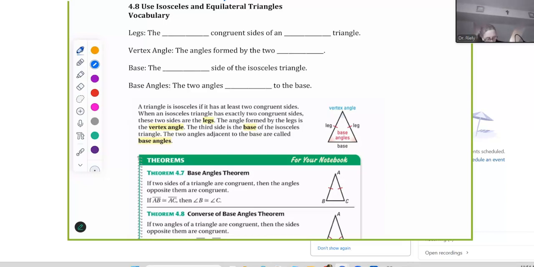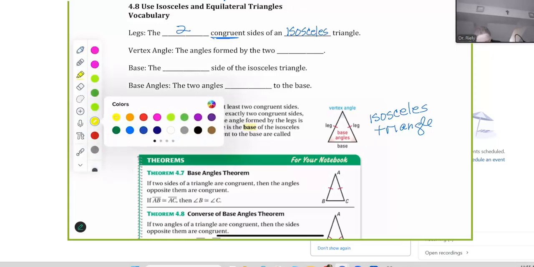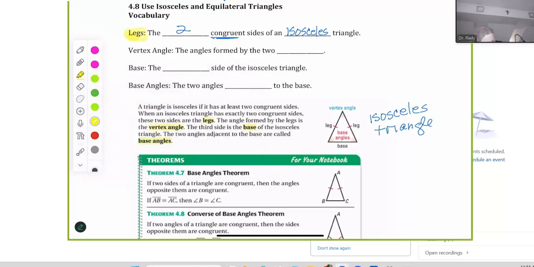Okay, they talk about an isosceles triangle. So that's right down here. So label this as isosceles triangle. Okay, the legs are the two congruent sides of an isosceles triangle. Okay, so here are your legs. Why don't we just work on some highlighting here? Our legs are right here and here.